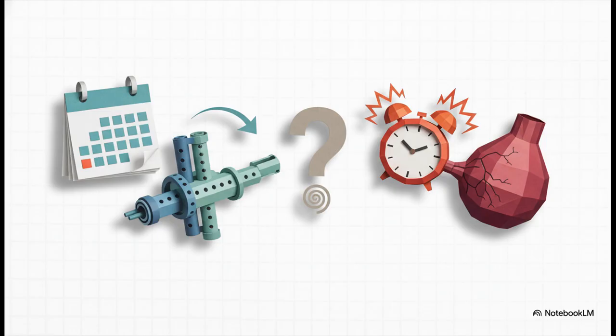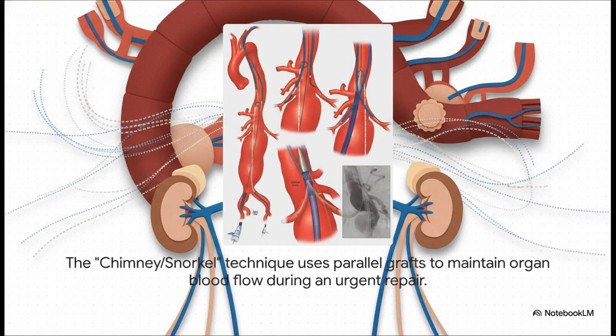So that custom graft is an amazing piece of engineering, but it has one big catch. It can take weeks to manufacture. So what do you do if a patient's aneurysm is growing fast and they need a fix, like right now? And this is where surgical ingenuity is just so cool. It's called the chimney or snorkel technique. Instead of waiting for a custom part with built-in holes, surgeons use off-the-shelf components. They extend the main aortic graft up past the organ arteries, and then they run smaller parallel stent grafts alongside it, like chimneys, to keep blood flowing to the kidneys. It's a really complex but immediate solution for a super urgent problem.